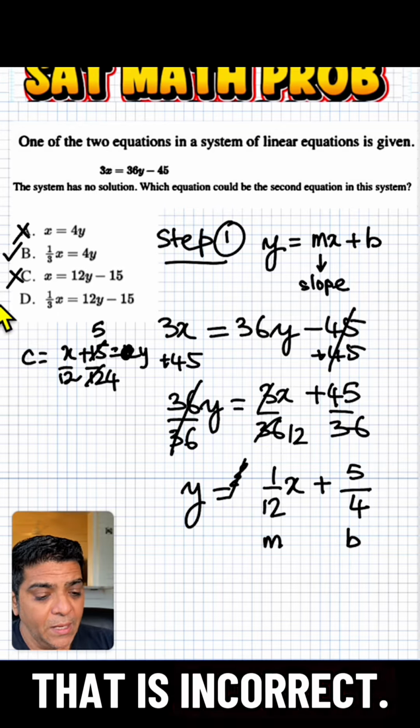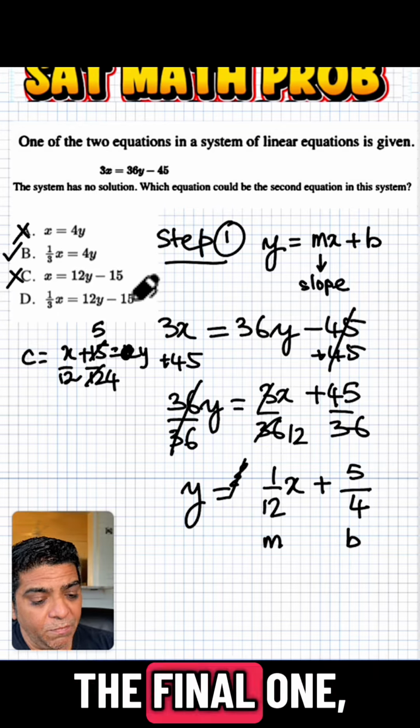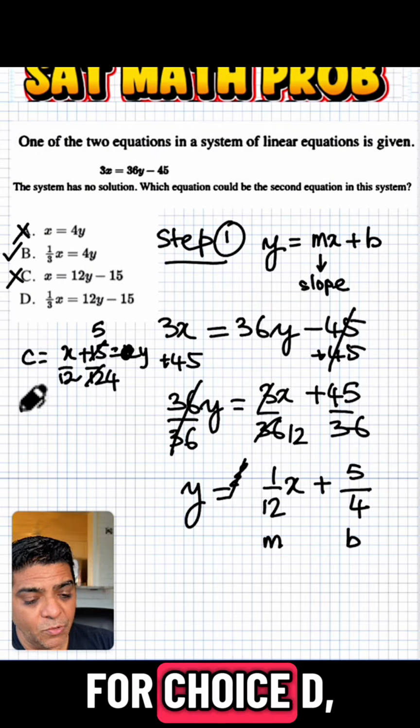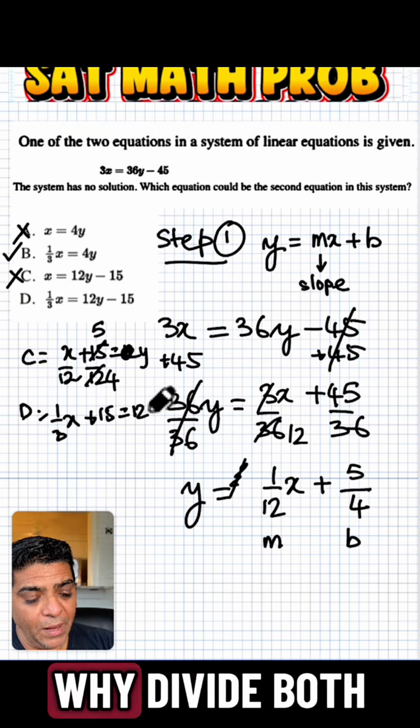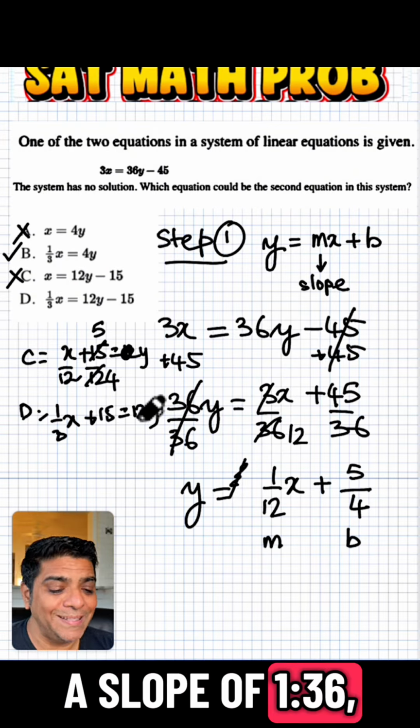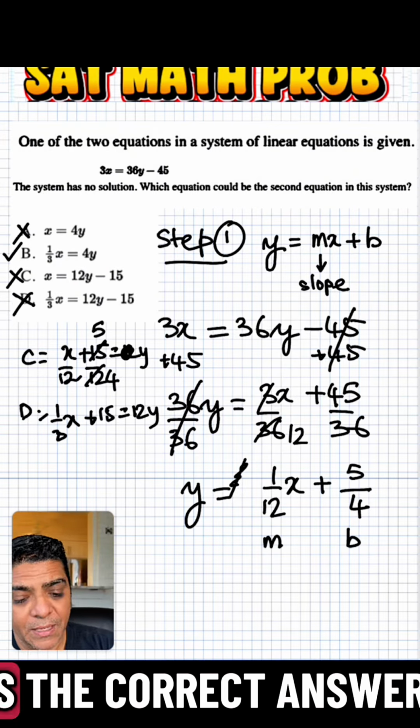That is incorrect. And of course, the final one, when you bring the 15 over for choice D, is going to be 1/3 x plus 15 equals 12y. Divide both sides by 12. Now you have a slope of 1/36. So that is also wrong. So indeed, choice B is the correct answer.